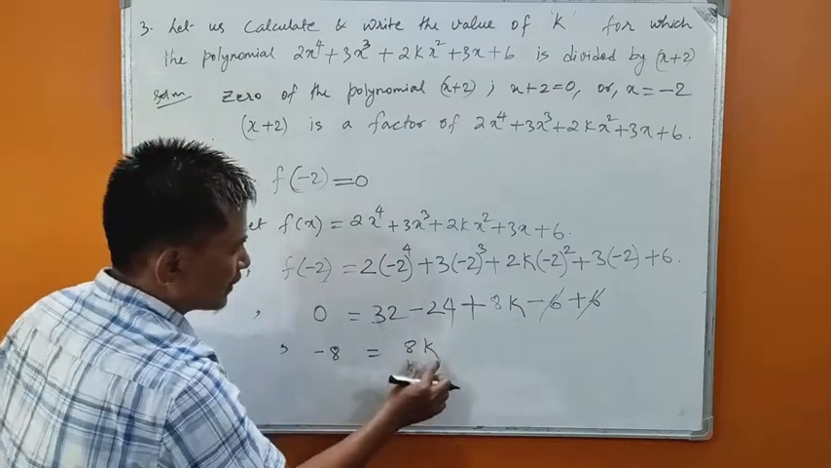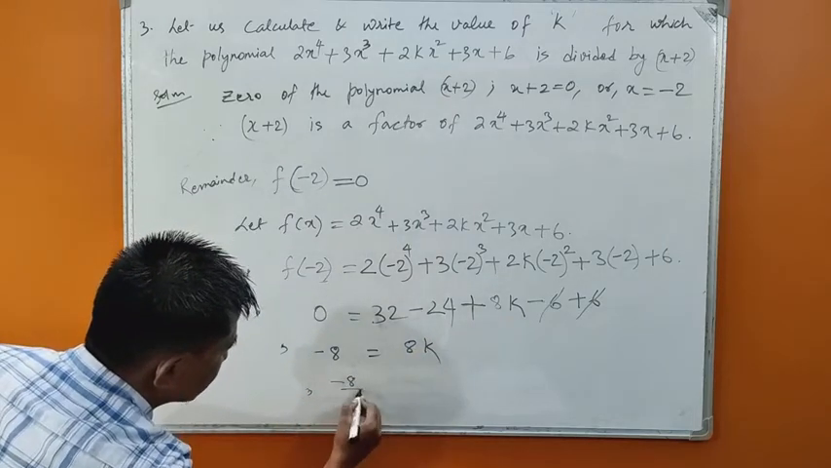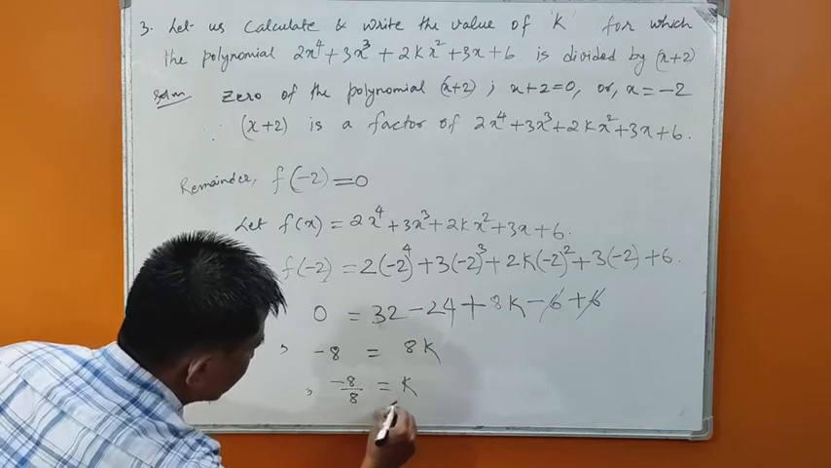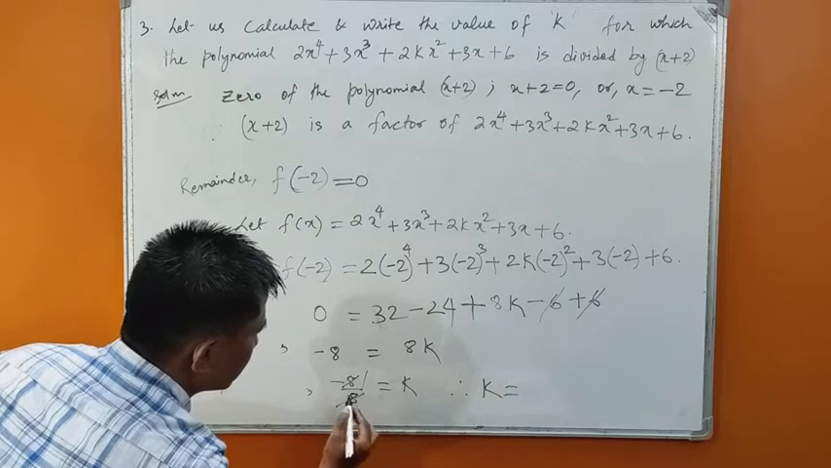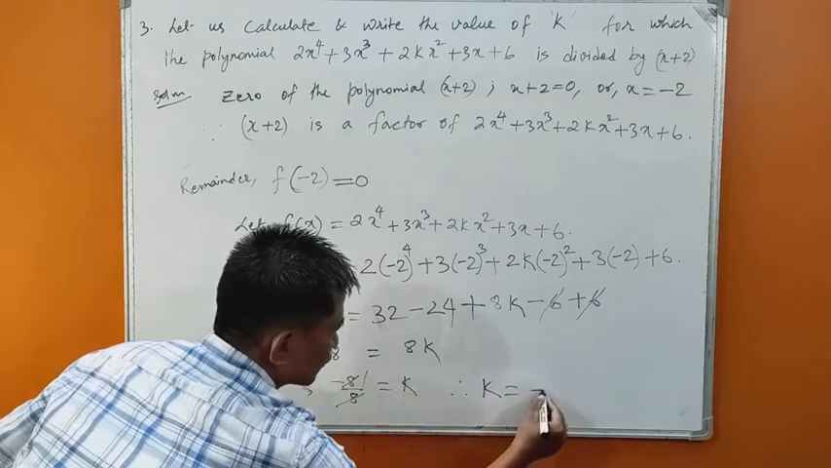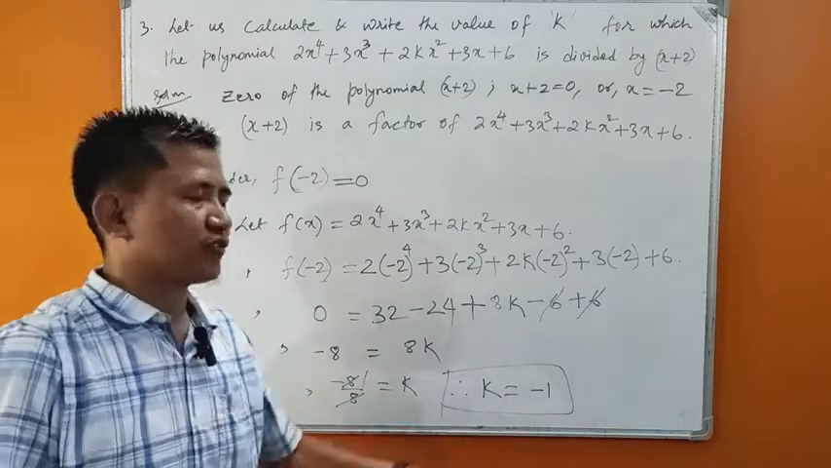And we have 8k in the right hand side. Or minus 8 upon this 8 comes in the denominator is equal to k. Now you can cancel this and write therefore k equals to minus 1, isn't it? K equals to minus 1. We were asked to find the value of k and the value of k is minus 1.